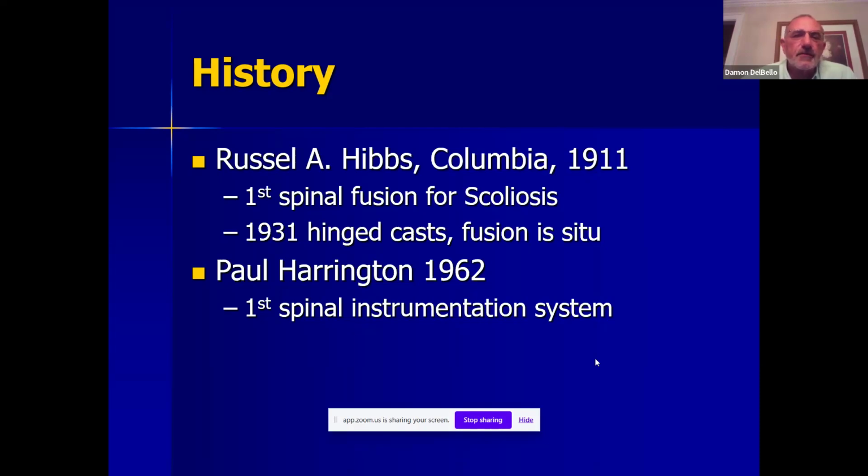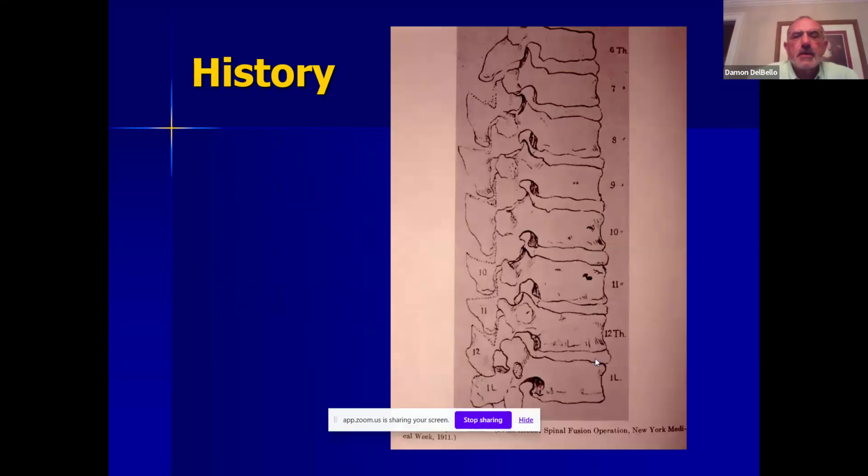Russell Hibbs did the first spinal fusion back in 1911. And you all know the term Harrington. Paul Harrington did his first spinal fusion in '62. This is one of the early fusions, and what it involved was osteotomizing the spinous process, folding it back onto the level below, and then obtaining a posterior fusion in that regard. These kids were then placed in casts and kept in the hospitals for upward of a year until they fused.